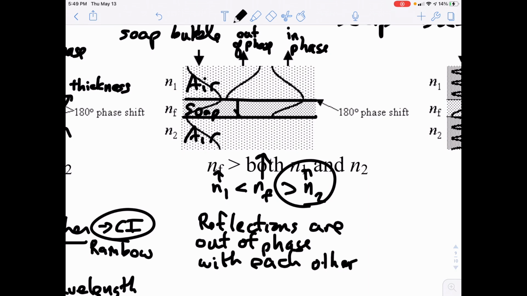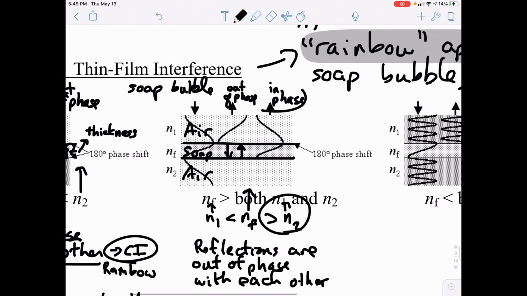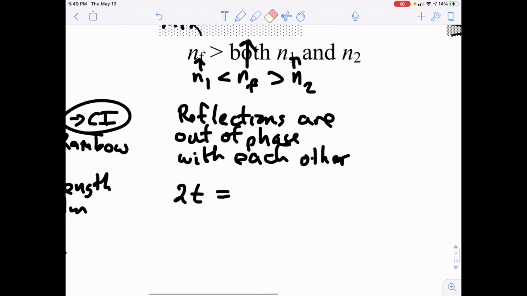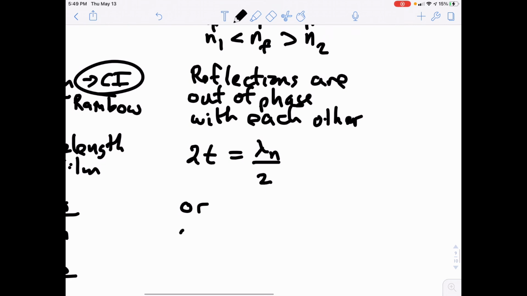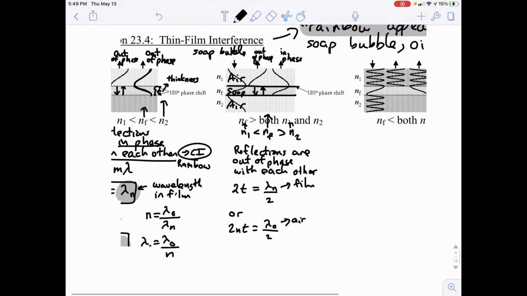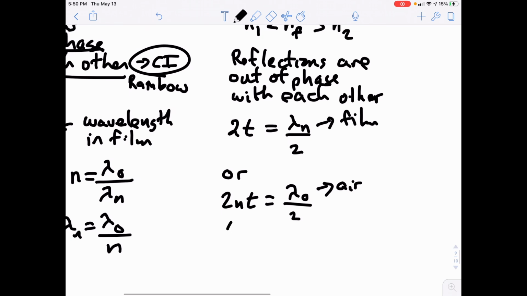Which means this is t, this is t. Put that together, we get 2t equals, well, out of phase. If they're out of phase with each other, then that means that there is a difference of half a wavelength. Or, remember, you could write it as 2nt is equal to half a wavelength, where this is the wavelength in air, this is the wavelength in the film. But notice it's half a wavelength. And when you use this, you need to remember that that's the index of refraction in the film, not in air.